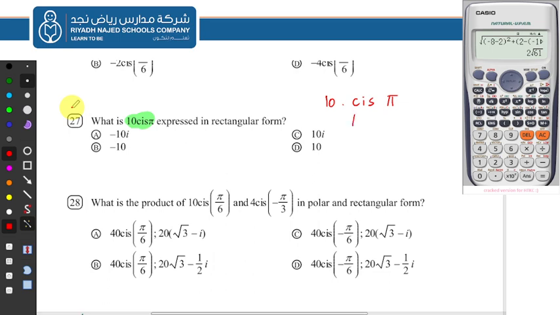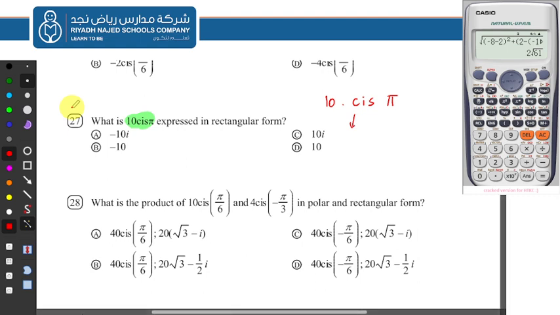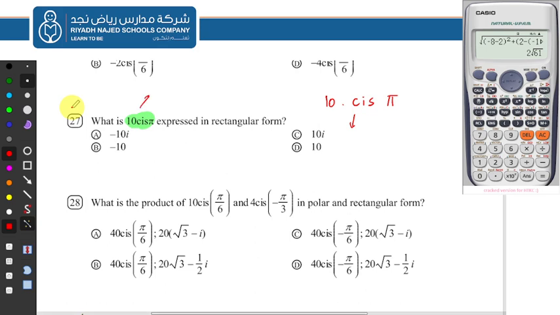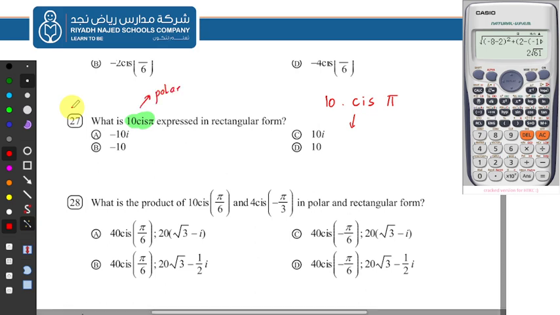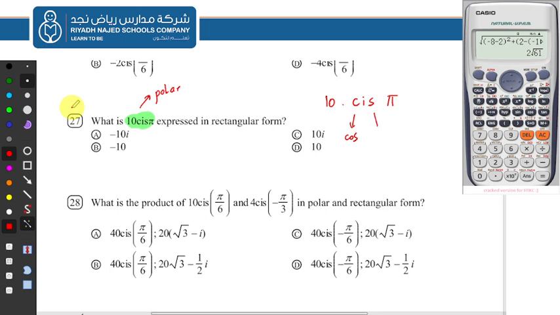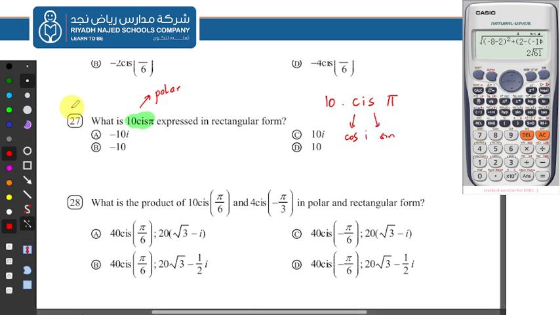CIS is just a notation here. Don't focus on CIS too much. This is just to say that this is not the regular form of a complex number. This is the polar form, and it is an abbreviation, a shortcut of cosine, sine, and the letter I here, the same I that we've been using so far. So this is just the polar form of a complex number.